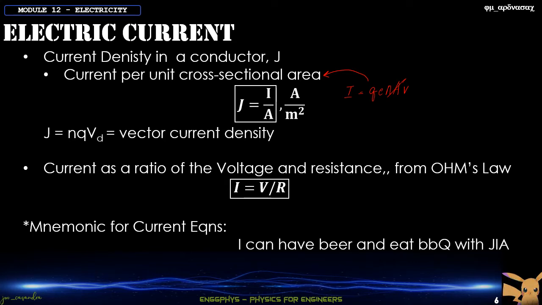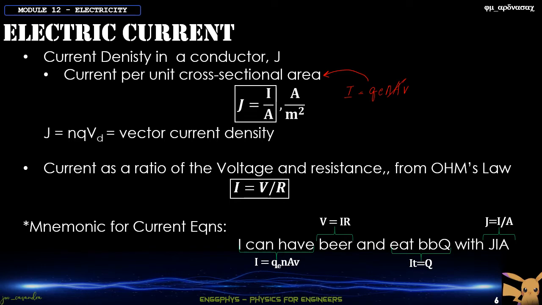Okay? So we have this: I can have beer and eat barbecue with Gia. So where does that come from? So "I can have" is taken from your equation in relation to drift velocity, I is equal to QNAV. Then we have "beer," from your Ohm's law, V is equal to IR. And "eat barbecue" is taken from the rate of flow of charges, I times t is equal to Q. And "Gia" is from your current density, which is J equal to I divided by A. Okay, so these are our equations for current.